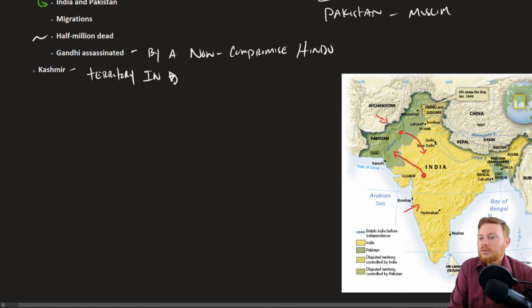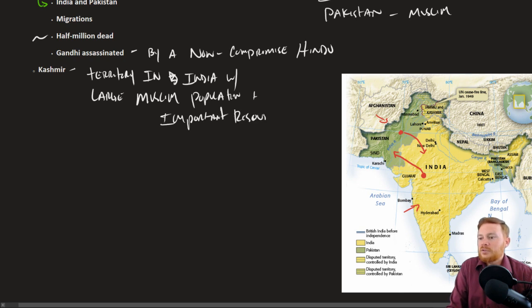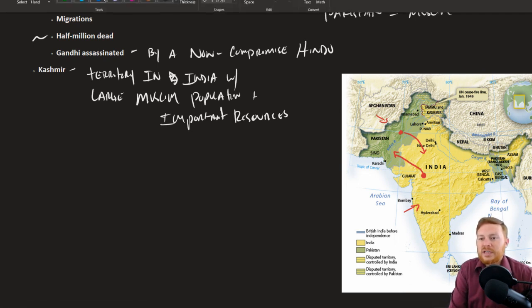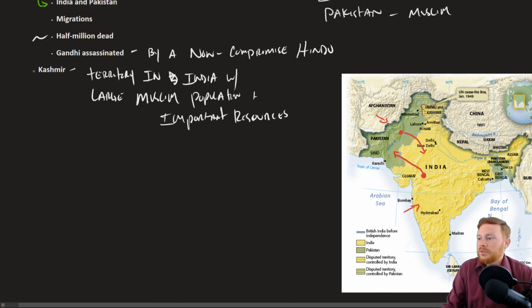This is a territory in India with a large Muslim population and important resources. This has been a territory that both India and Pakistan have fought over really ever since 1947. The territory is up in this region right here. This is Kashmir. And so, from 1947 even up until today, the tension between India and Pakistan has been very great. At least on 3 occasions, the two countries have gone to war with each other.